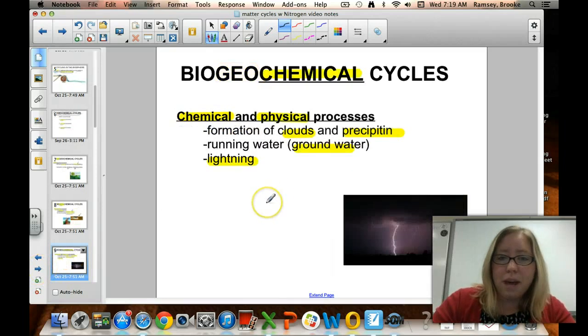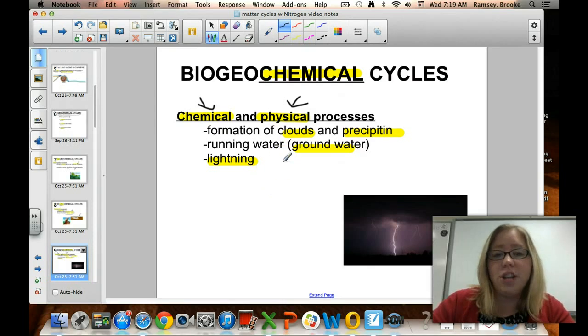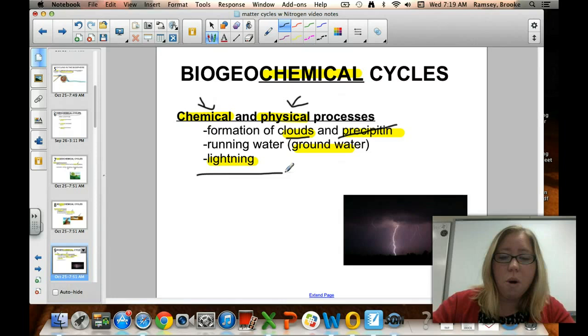The chemical part of biogeochemical is referring to both chemical, and it's also referring to the physical. And so with water, water is a cycle, and you've probably learned about it in middle school, but water is made of hydrogens and oxygens, and water can change forms and rearrange. And so clouds and precipitation can help with that. Lightning can also help with rearranging and changing nitrogen, for example. So these are the chemical physical parts of the cycle that can rearrange and change matter.